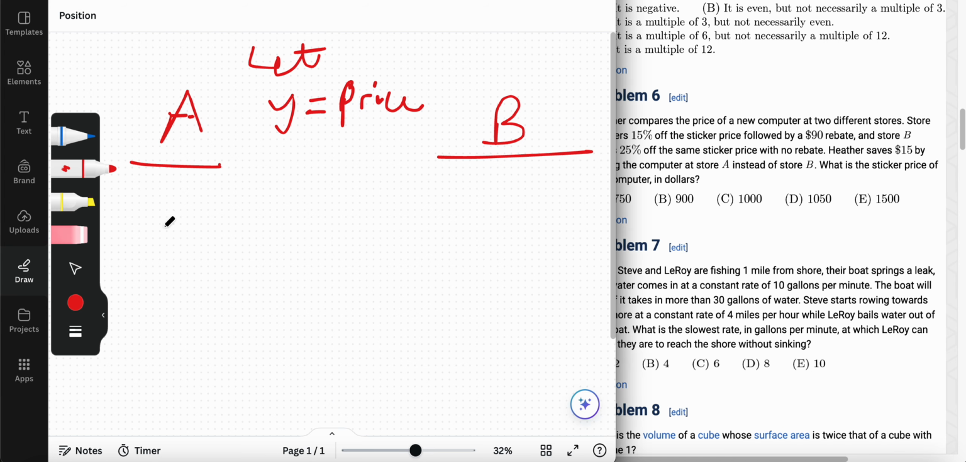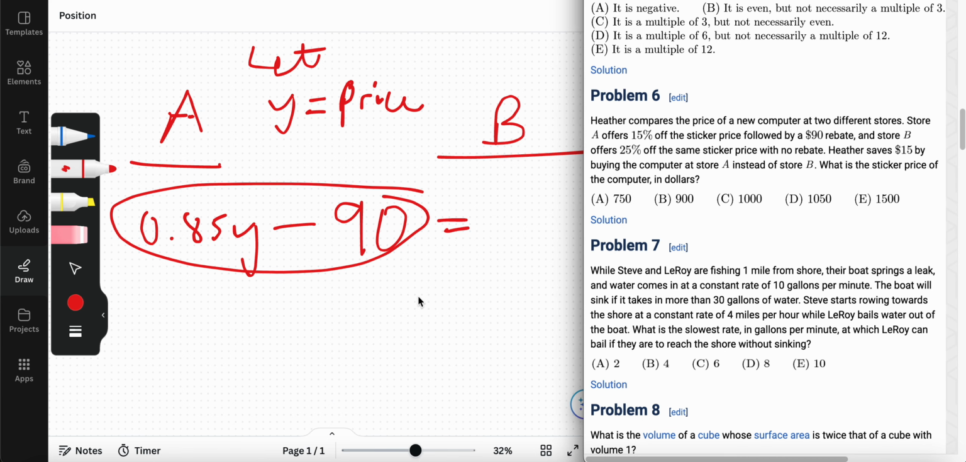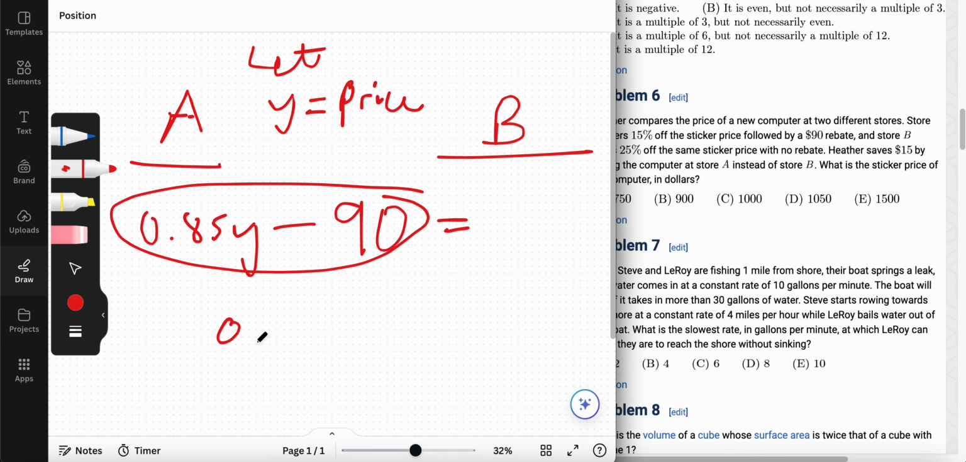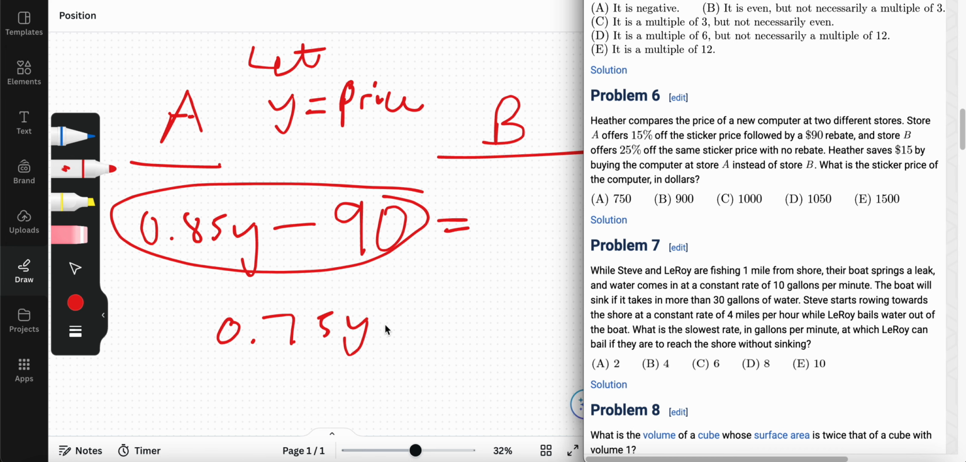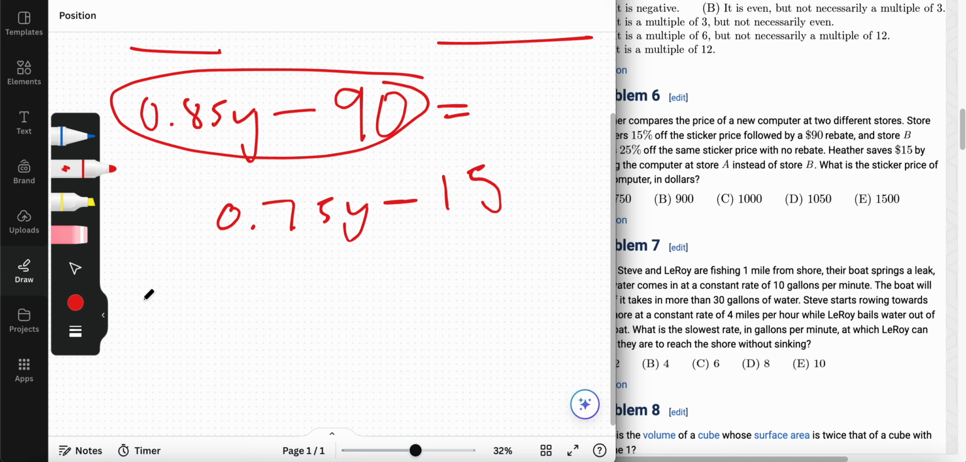15% off means 0.85 of Y. $90 rebate means minus 90, and this is just for store A. Store B offers 25% off, so 0.75 Y. No rebate, so no subtraction needed, but it says saves $15. That means store A is $15 cheaper, right? So this would be minus 15. So that's my final equation.